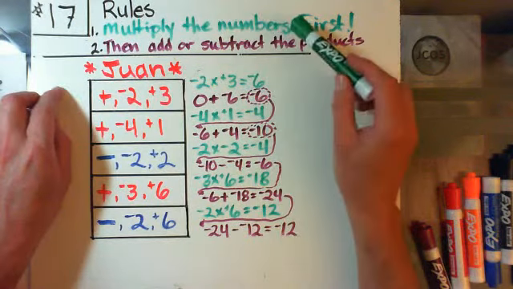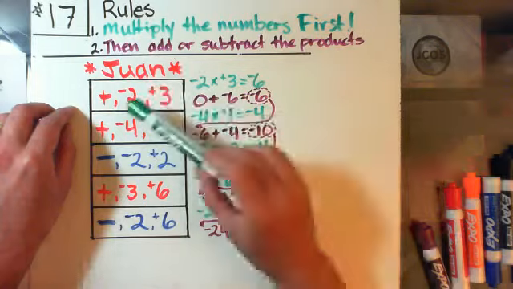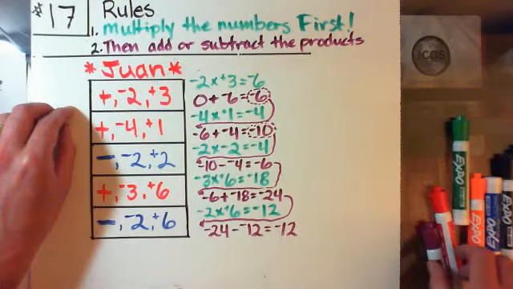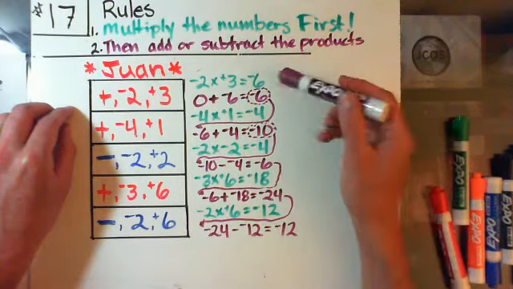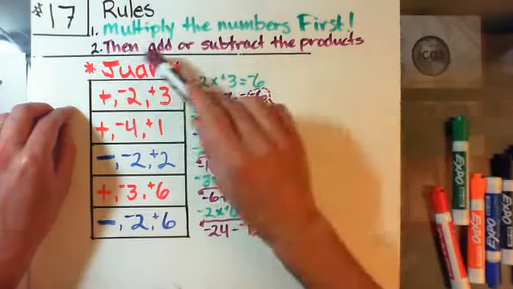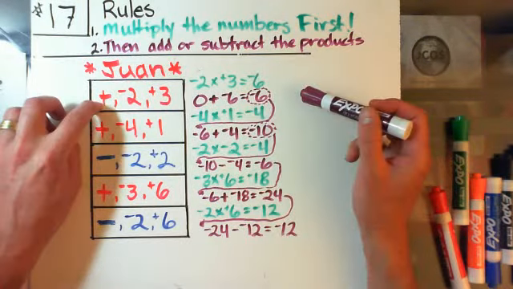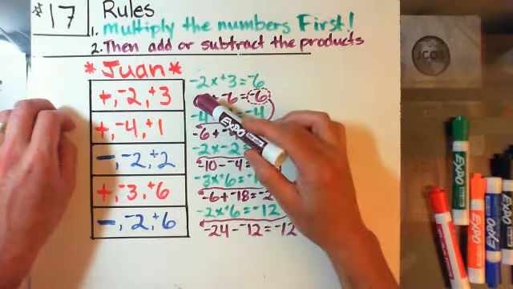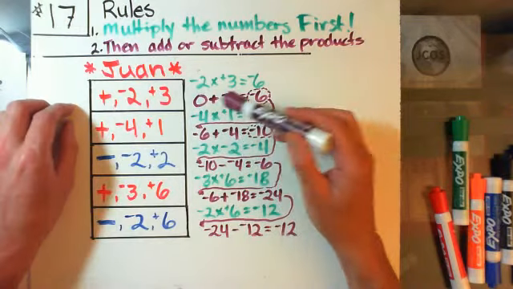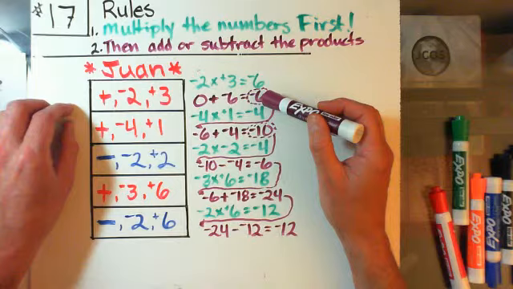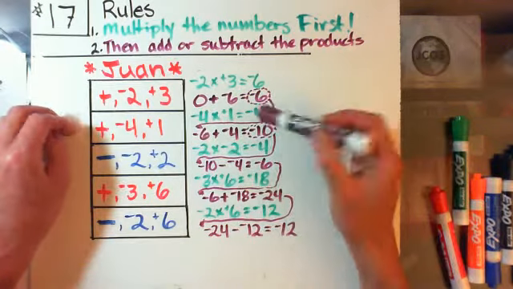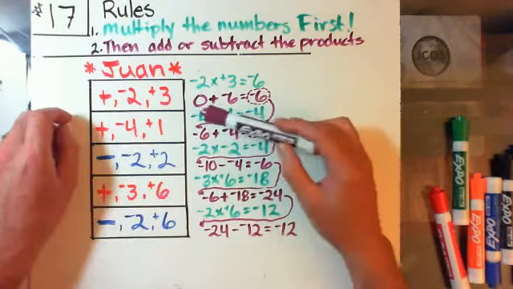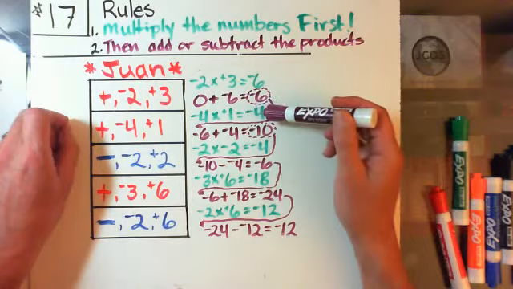You multiply the numbers first, and we have -2 times +3 giving you -6, and then you add or subtract the products. So with this first roll, Juan got addition, so we would go 0 because we're starting at 0, plus -6 gives us -6. Now we go to the next one, and this was -4 and +1, so you go -4 times +1, that gives you -4.